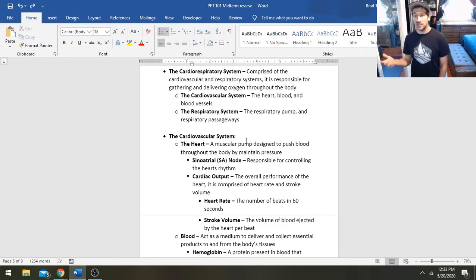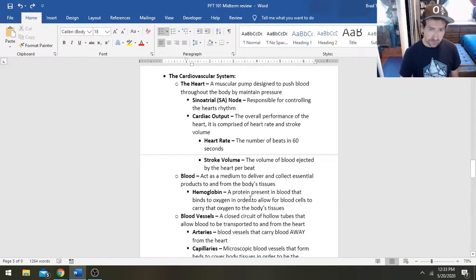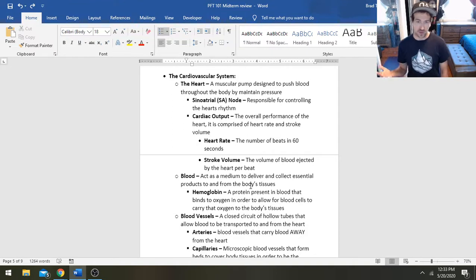And your respiratory system, which is actually providing a means to extract oxygen from the environment. So let's look at the cardiovascular system first. This is, like I said, going to be made up of your heart, blood, and blood vessels. Your heart is this really cool organ that is designed to maintain and generate pressure, right?